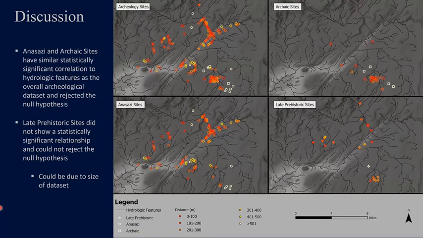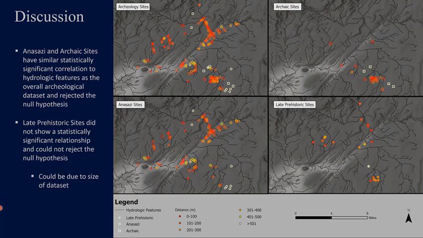When looking at the time periods, Anasazi and archaic sites have very similar statistically significant correlation to hydrologic features across the landscape. This is similar to the overall archaeological data set, as these 3 data sets were able to reject the null hypothesis that archaeological sites are not related to hydrologic features, and thus archaeological sites within Anasazi and archaic and overall archaeological sites can be said to be associated with hydrologic features within the area.